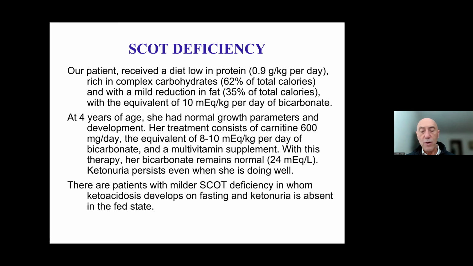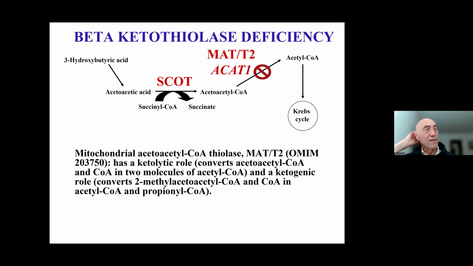The last disease that I want to discuss today is deficiency of beta-ketothiolase, or mitochondrial acetoacetyl-CoA thiolase. This has a ketolytic role, and basically what it does is convert acetoacetyl-CoA into 2 molecules of acetyl-CoA. The Krebs cycle utilizes one molecule of acetyl-CoA at a time, and basically what this enzyme does is split acetoacetyl-CoA into two molecules of acetyl-CoA.